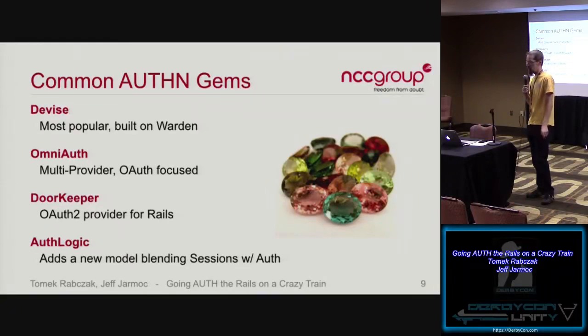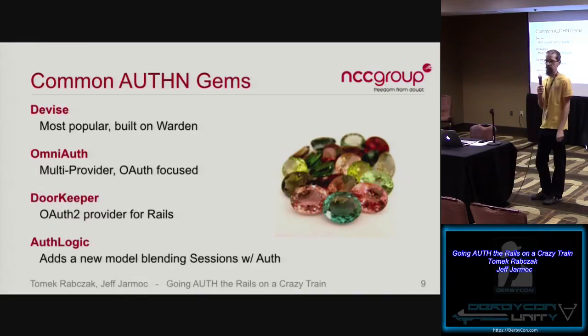OmniAuth is an OAuth consumer. So if you want to allow users to authenticate with Facebook or Google or something like that, OmniAuth is really the common one there. There are some hooks in Devise that allow you to call back to OmniAuth so the two can work together. So you can have Devise for your standard username and password authentication, and then have it call OmniAuth automatically if you're doing OAuth authentication.